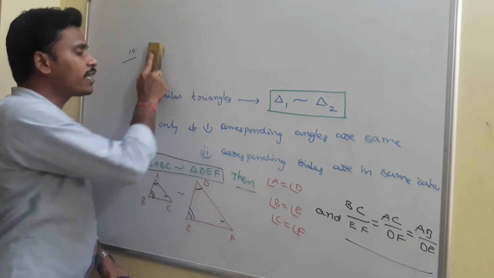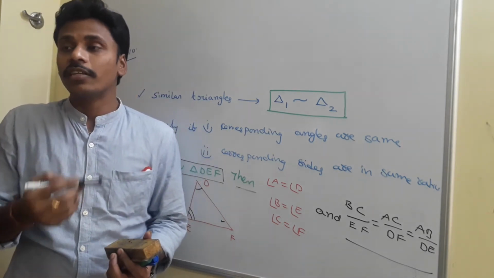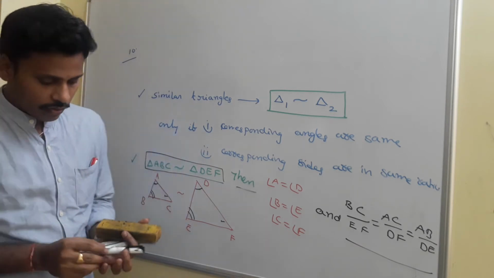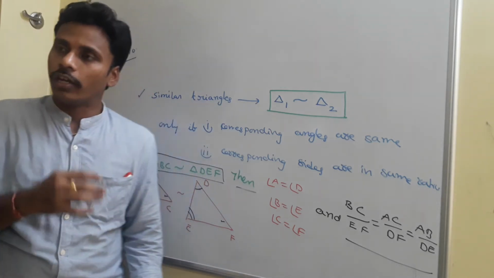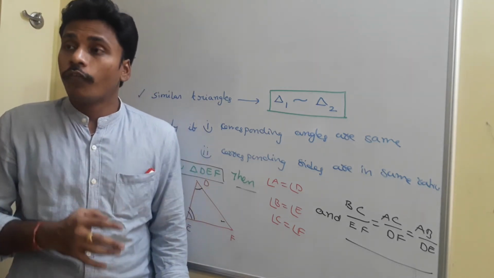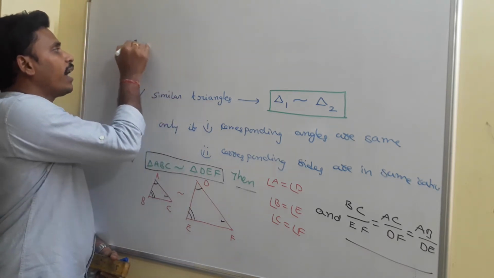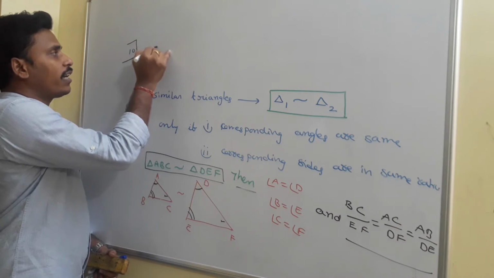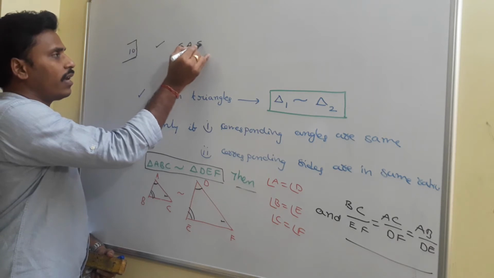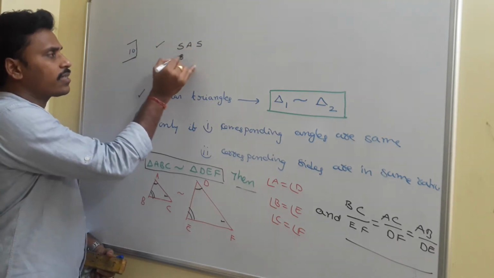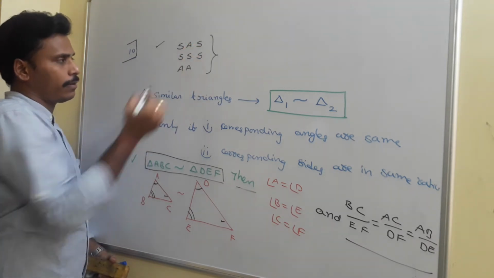Instead of checking those 6 conditions, it is enough to check 3 conditions or 2 conditions. That suggestion is given by the similarity criteria, right? Actually, to declare whether two triangles are similar or not, you need to check 6 conditions. Instead of checking 6 conditions, it is enough to check only 3. That idea is given by the similarity criteria for triangles, and we have SAS similarity criteria, SSS similarity criteria, and AA similarity criteria.